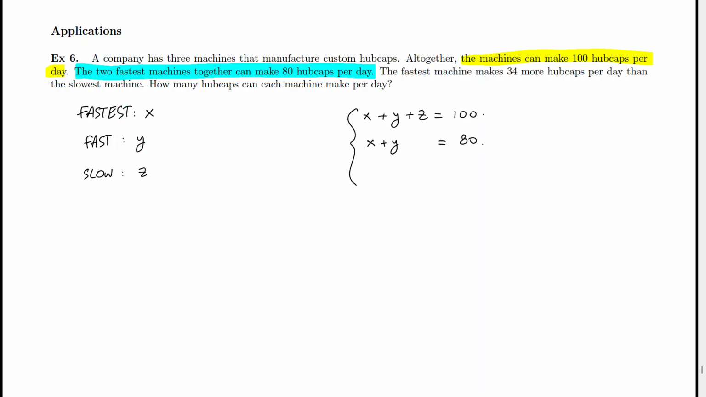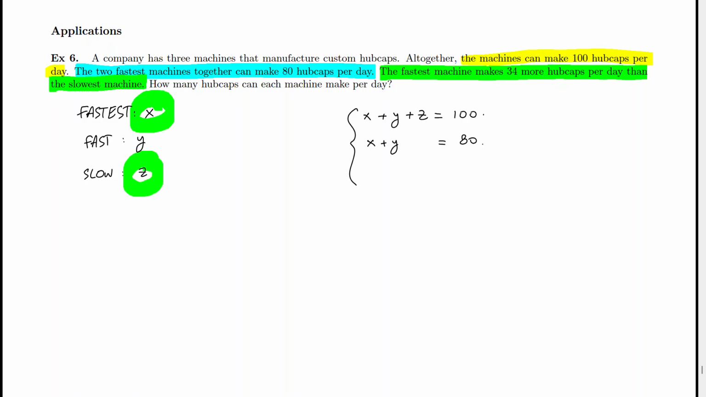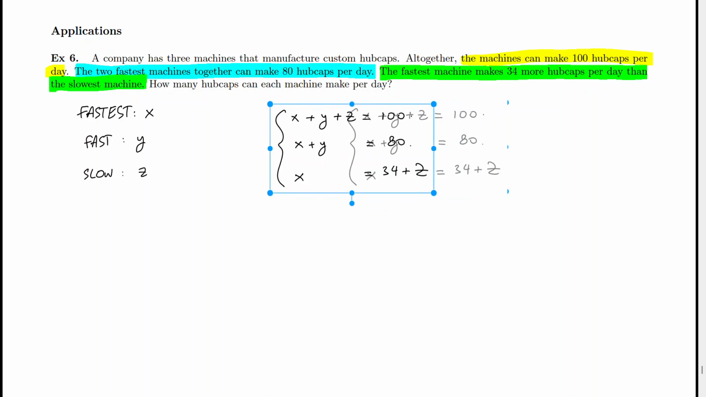All right, and finally, we know that the fastest machine makes 34 more per day than the slowest machine. So the fastest machine and the slowest machine are being compared, and we know that the fastest one makes more, but how much more? Well, it's 34 more than the slowest one. Sorry, the slowest one is Z. So the slow one plus 34 will be equal to X, which is what the fastest machine is making. So this is my linear system.